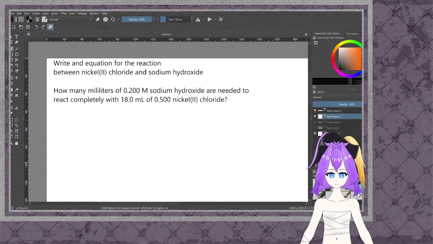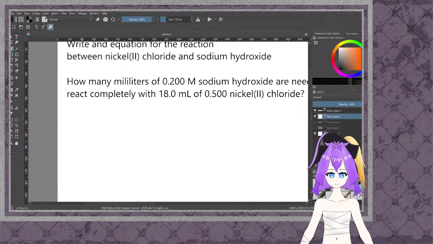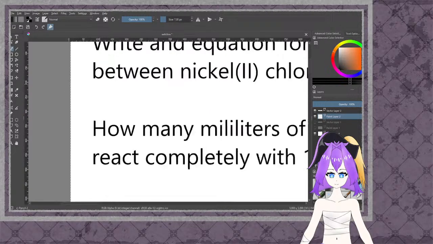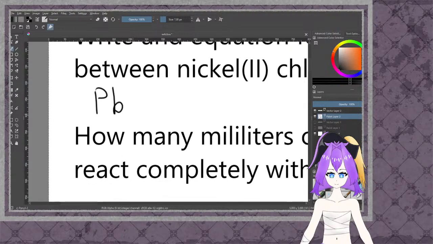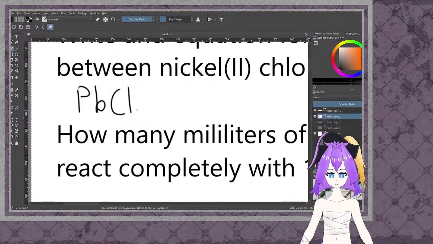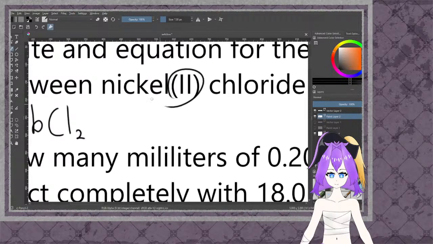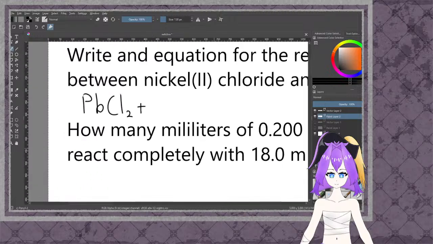Anyways, so for number 2, it's the same as number 1, but we actually have to write the equation ourselves. So just explaining how I would do this. We start out with nickel chloride and sodium hydroxide. Nickel 2 chloride, Cl2. Because this has a charge of 2, you would have 2 chloride ions, anions. I think I'm saying that right.